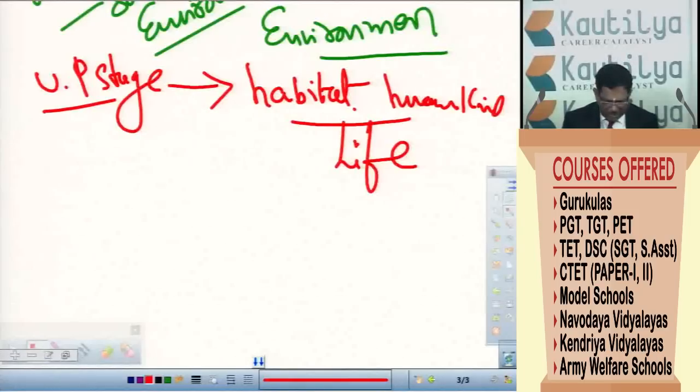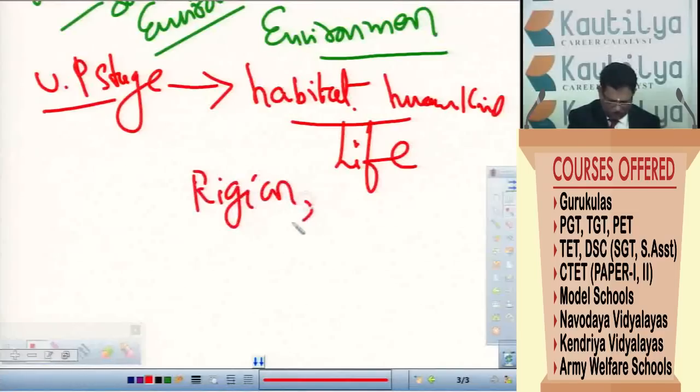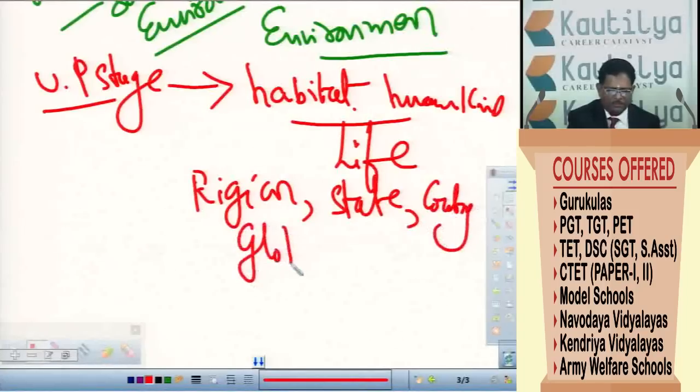And to initiate the learner to study about his own region, and his own state and country in the global context.